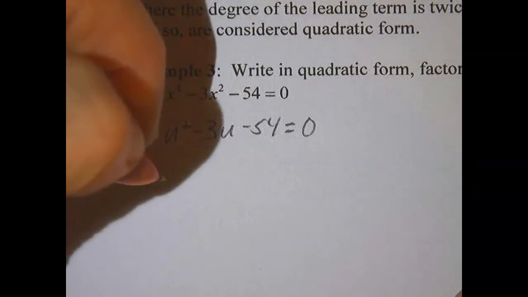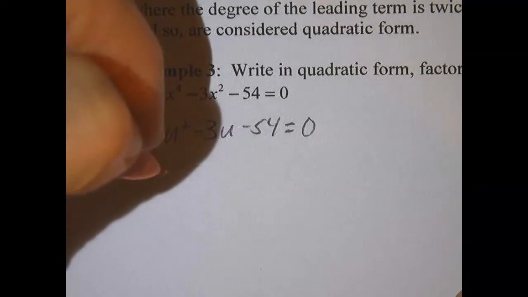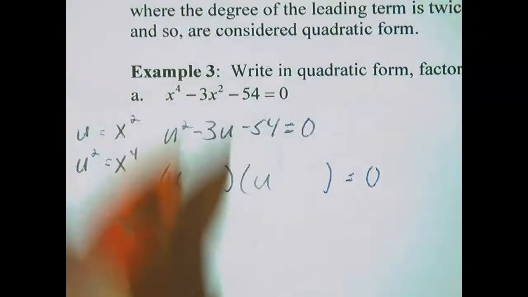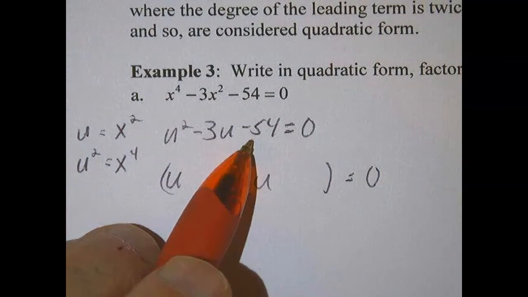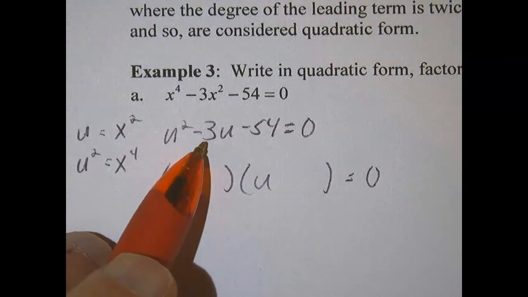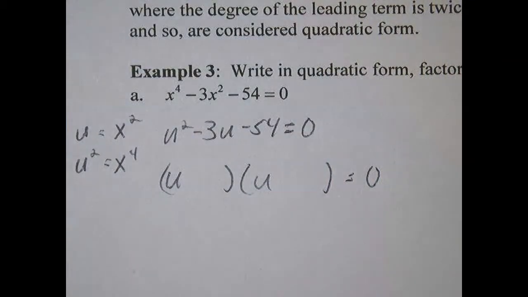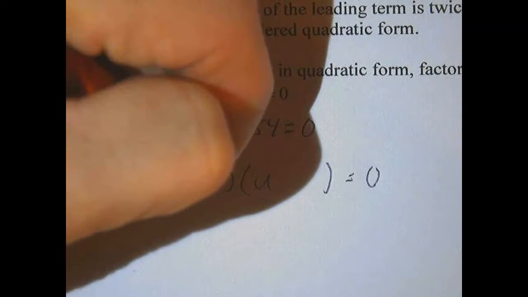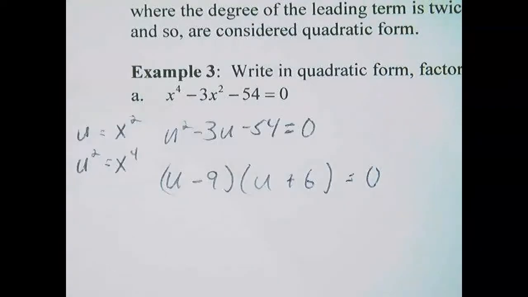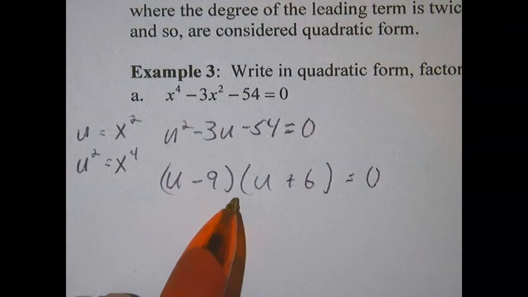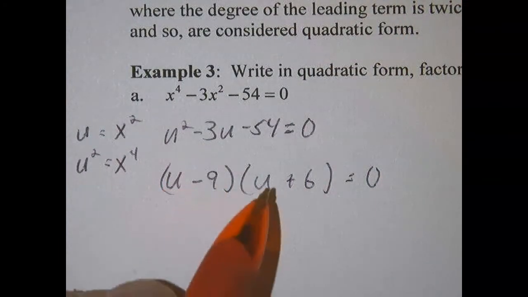You can use whatever method you have. I'm just going to write it out. So u and u. We need a product of negative 54 and a sum of negative 3. And I believe that negative 9 times 6 will work. So minus 9 plus 6. If we multiply that back out, we would get a minus 3u in the middle and a minus 54 at the end.